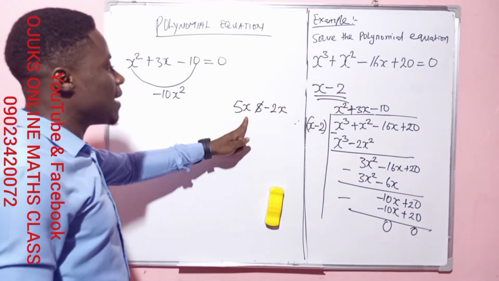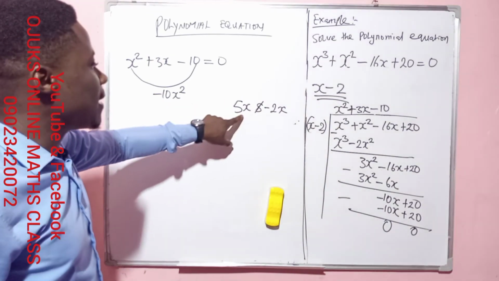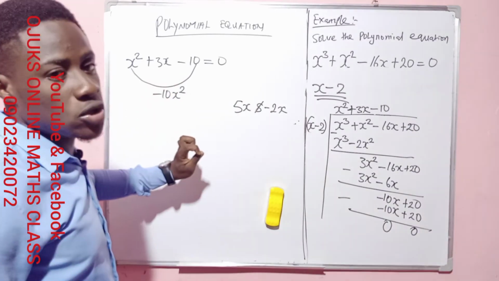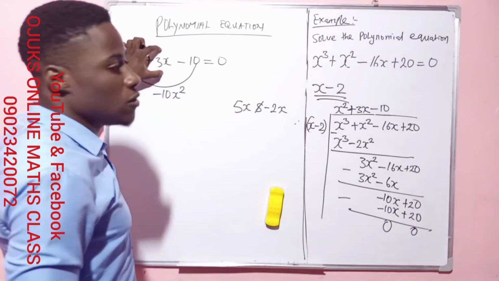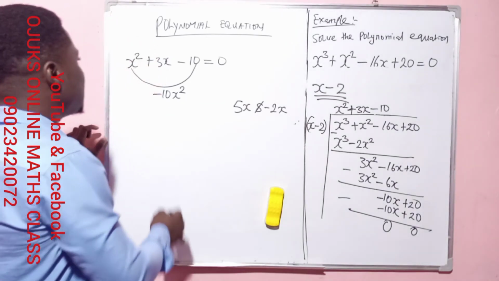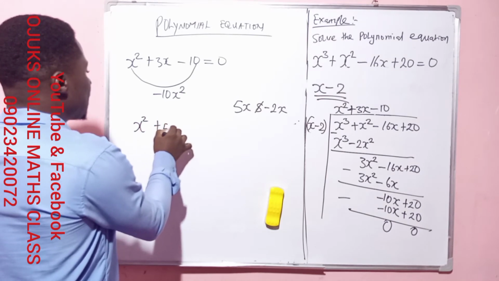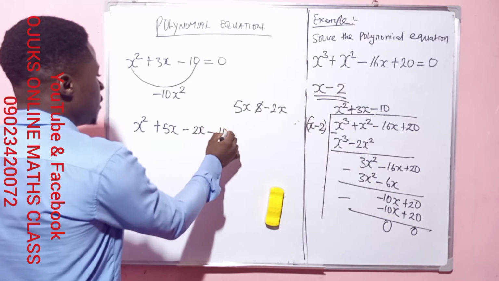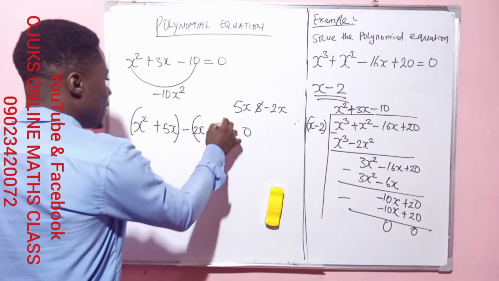5x times minus 2x, we are having minus 10x squared. Then 5x minus 2x will give us plus 3x. So what are we going to do? We'll simply substitute the two possible values for the middle term. Then we can factorize and get the value of x. Now when we do this, we'll have x squared plus 5x minus 2x minus 10 equals 0. Then we can factor out, or we can factorize.